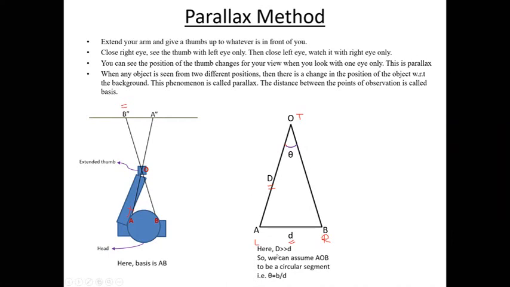Now here capital D is much larger than small d, so we can assume AOB is a circular segment. Therefore, by that formula of circle or circular segment, we can say that the angle theta is equal to the arc length divided by the radius, that is d. Now we can use this to solve various problems about determining large distances, and I'll discuss one such problem next.